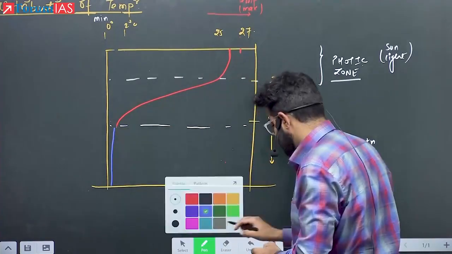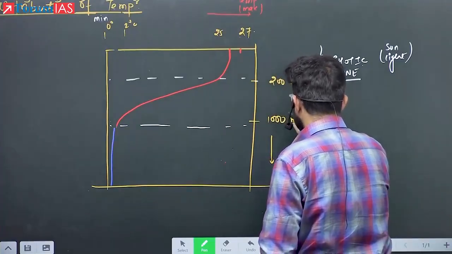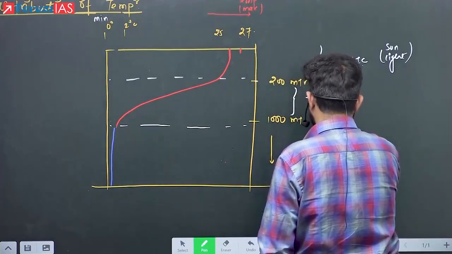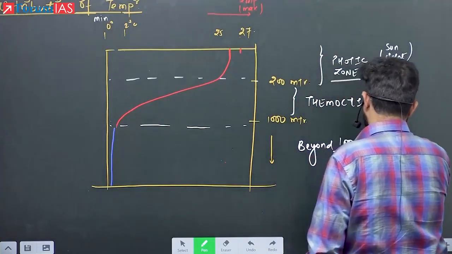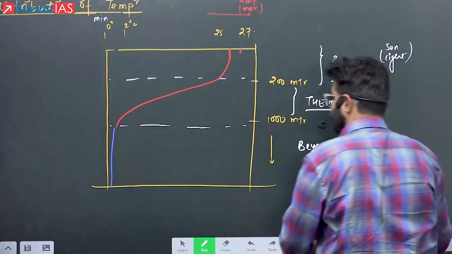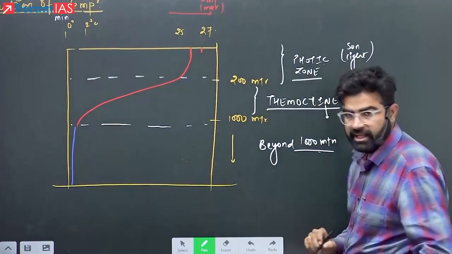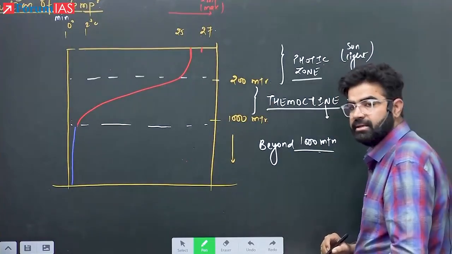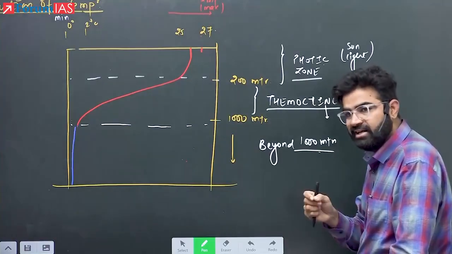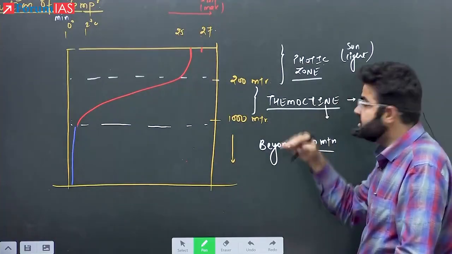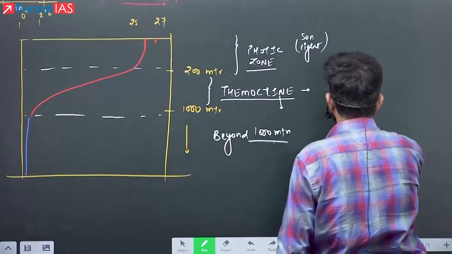Right? So just write here some of the things. This zone in between 200 to 1000, this is known as thermocline. Thermocline means? Cline means it is gradient and thermo means temperature. It means the temperature is changing quickly. I'm not using the term decreasing or increasing. I am just saying it is the steep change in the temperature, right? So right here, thermocline.